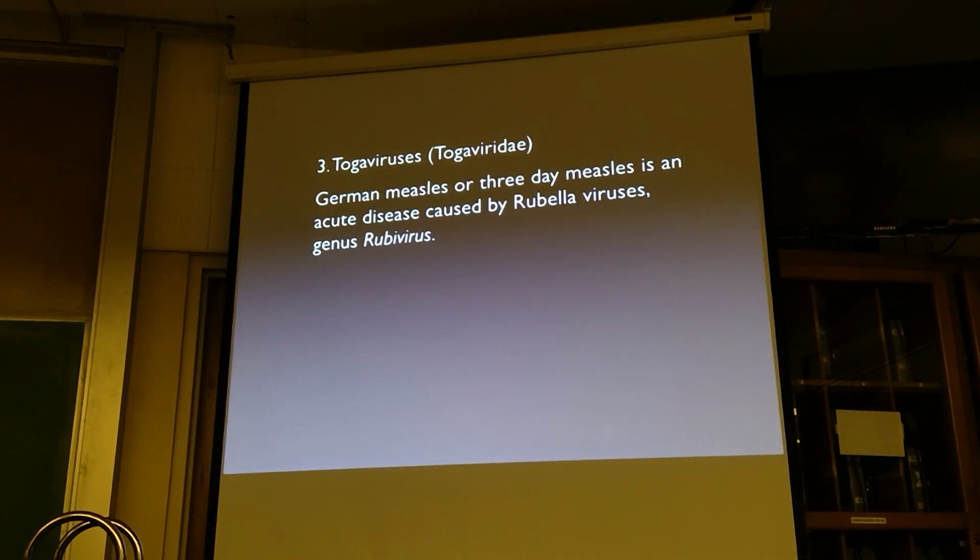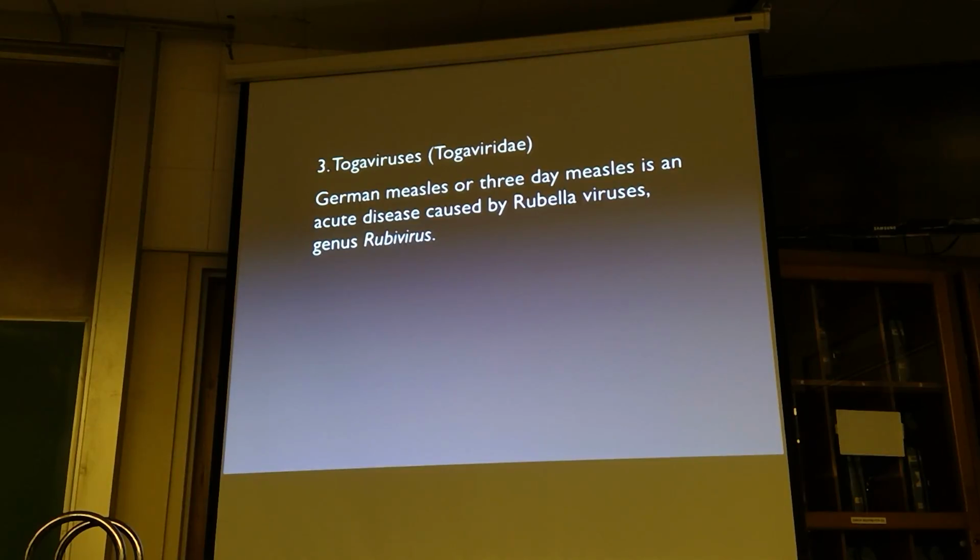Consequently, children are typically immunized against both measles and mumps with the MMR vaccine: measles, mumps, and rubella, which is German measles. German measles, sometimes also called 3-day measles, is again an acute disease caused by the rubella virus. The genus is rubevirus, but the common name is rubella. So if you hear of somebody having rubella, it's German measles.